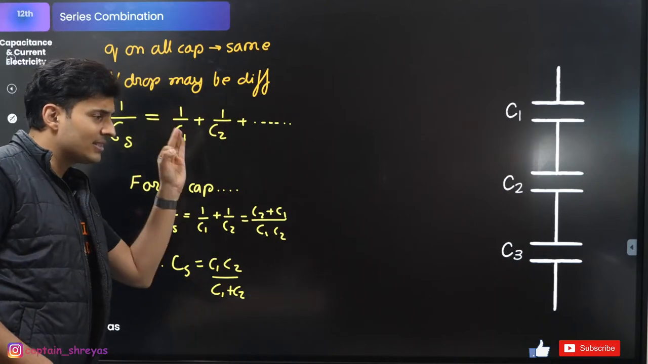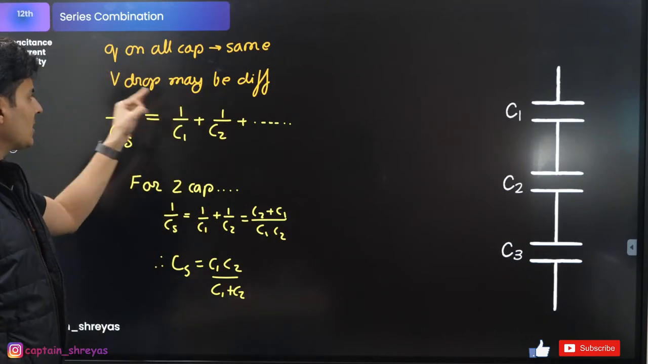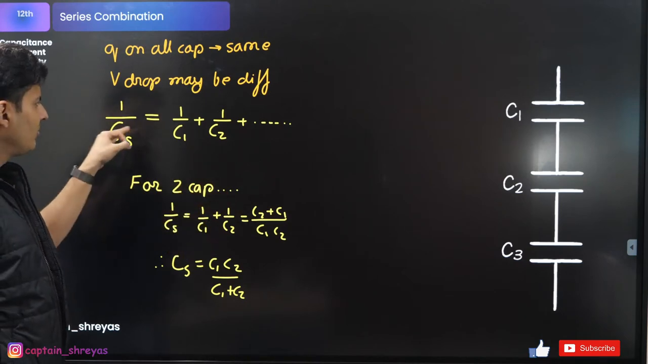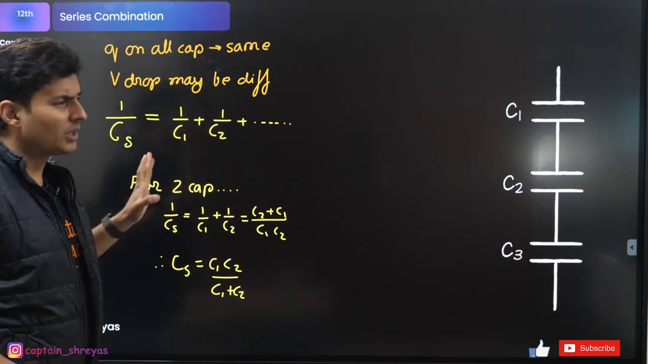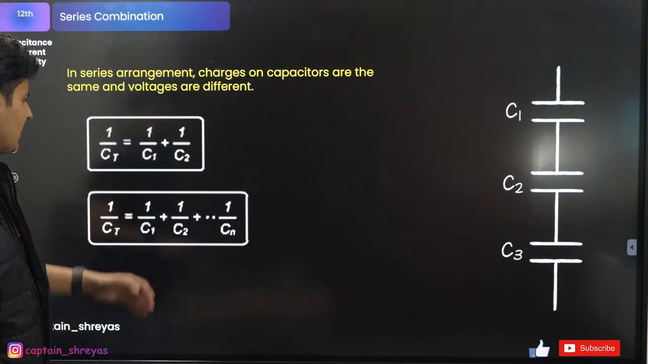This is for capacitors in series, which has same charge, maybe different voltages, but their equivalent is opposite to that of the resistors. Same thing has been given.